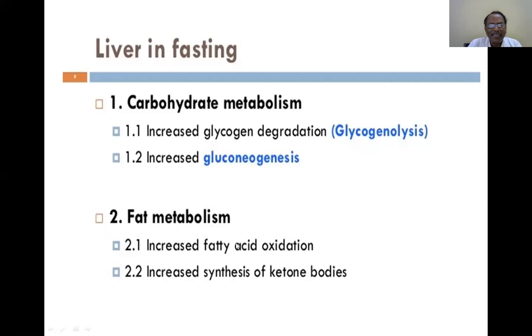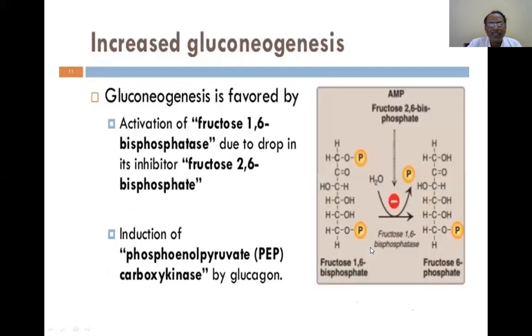When compared to the fatty acids to be broken down in certain tissues, ketone body oxidation is easier, and hence it is preferred by certain organs. Increased gluconeogenesis. Gluconeogenesis is favored by activation of fructose 1,6-bisphosphatase due to drop in its inhibitor.